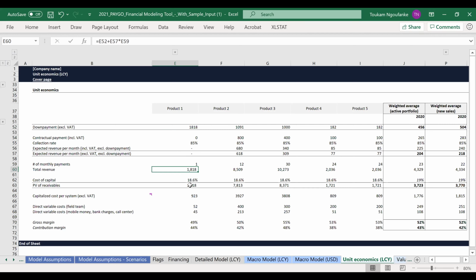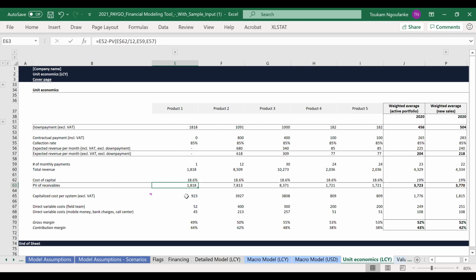And now, this is what we call PV of receivable. I will explain that when we talk about product 3. The idea is to say, look, what is the total amount of money you will collect from this product today? When you do that, it says, look, for this product, because it was bought in cash, right, from your customer, this is what you're earning.